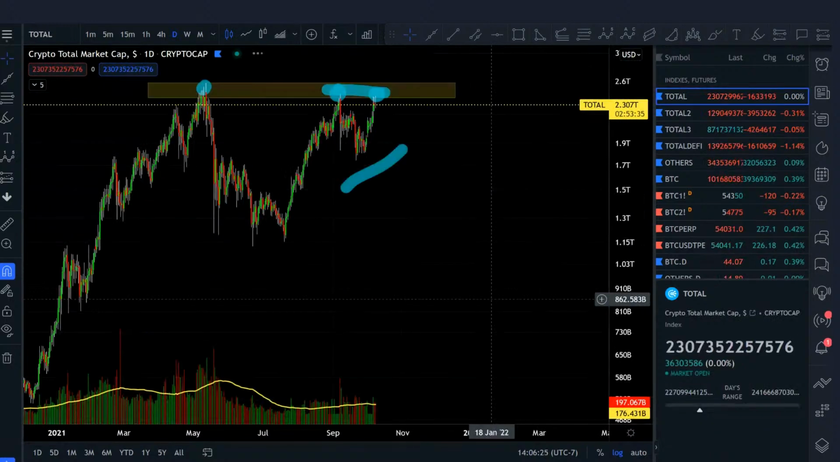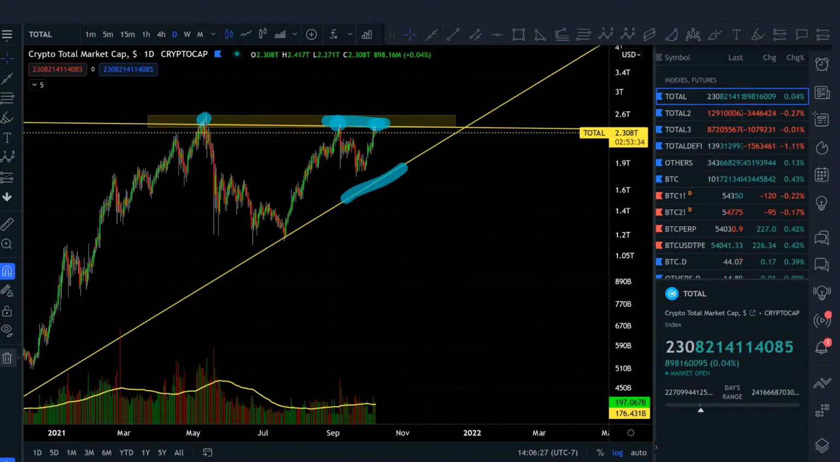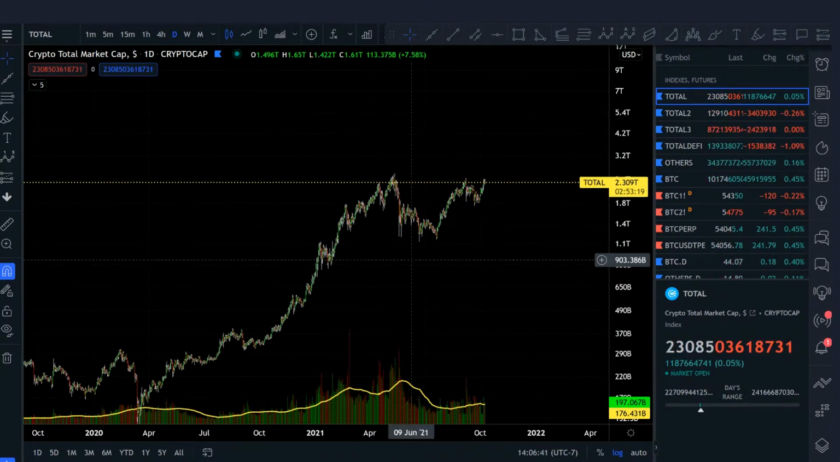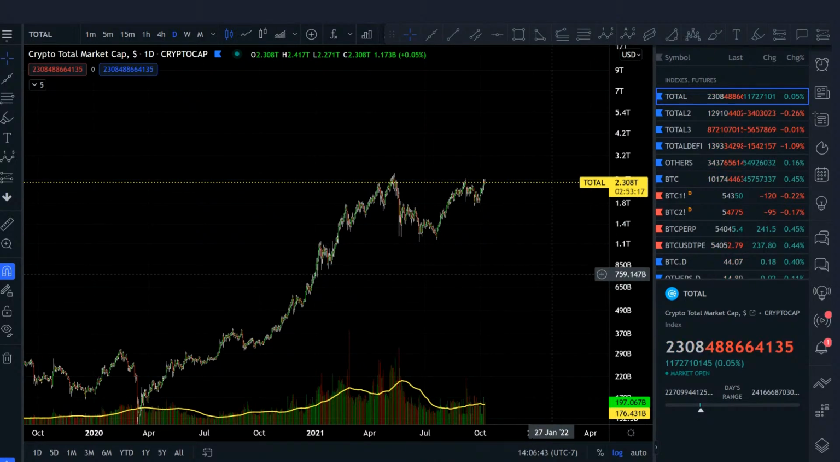To answer your question, we'll come to a total chart. Total chart, what is it? It's the total crypto market cap in dollar value, trillions of dollars. Just every single crypto that's calculable combined. So it's Bitcoin, Ethereum, all the altcoins in one price chart.